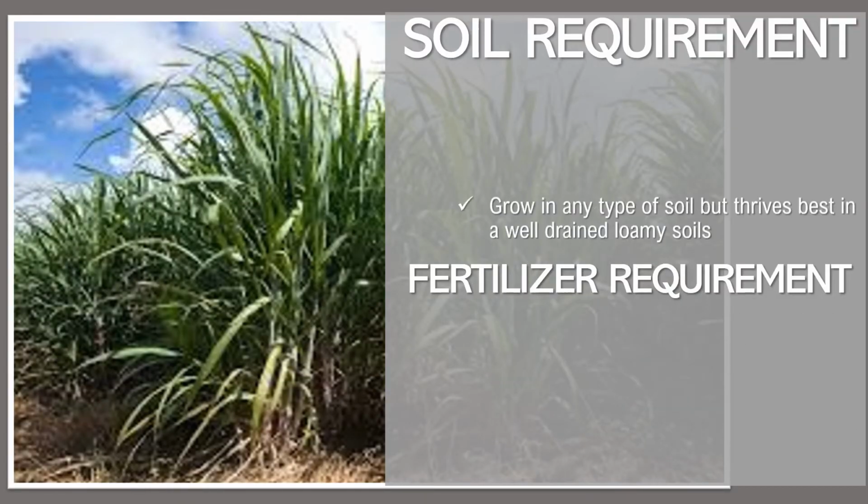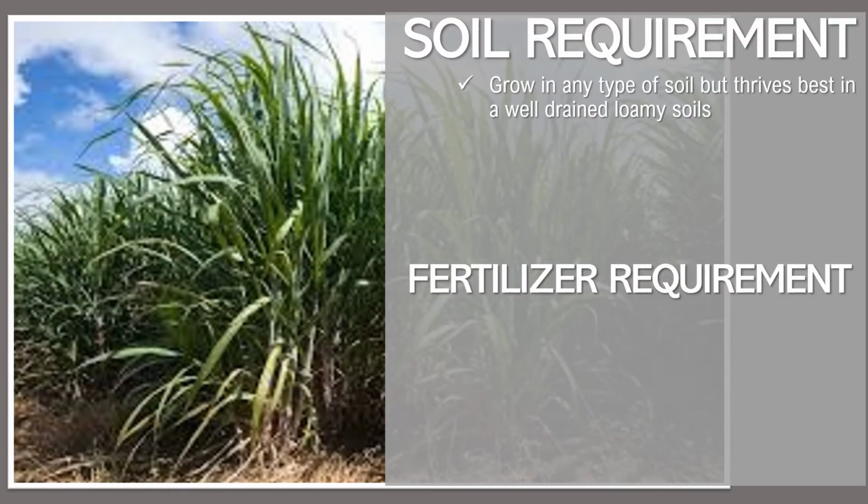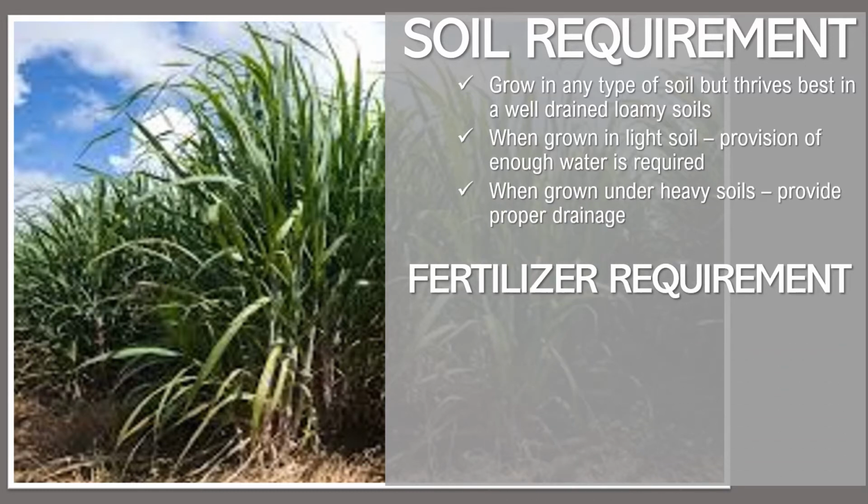For the soil requirement, the sugarcane plant thrives best in a well-drained loamy soil. However, it could grow in any type of soil, but it is best grown in a well-drained loamy soil. For example, when this crop is grown in light soil, you need to provide enough water to sustain the growth and development of the crop. When it is planted in heavy soils, then you have to provide a proper drainage system.